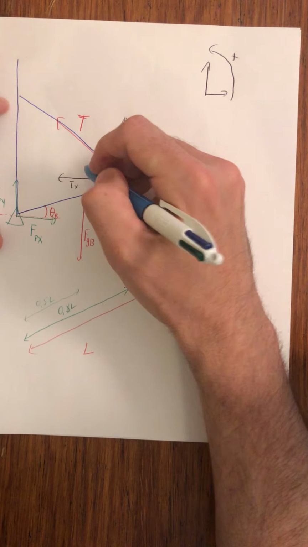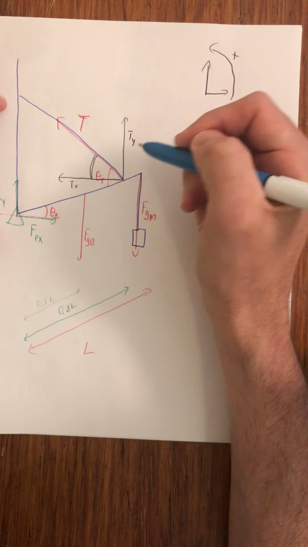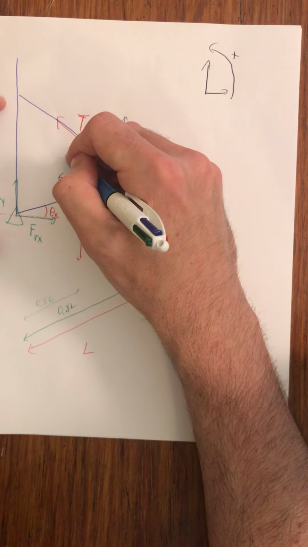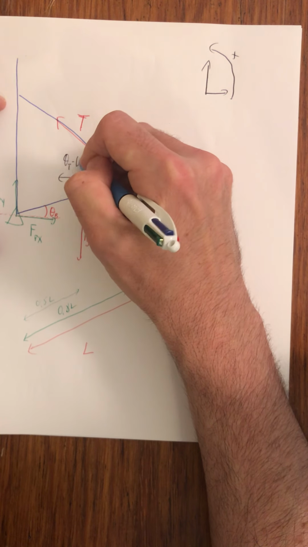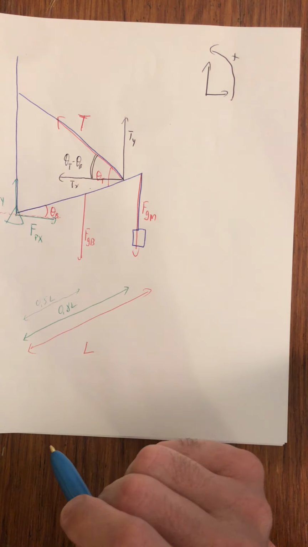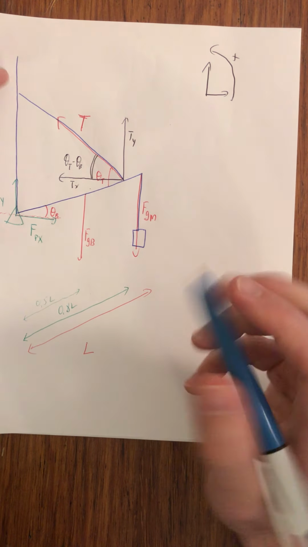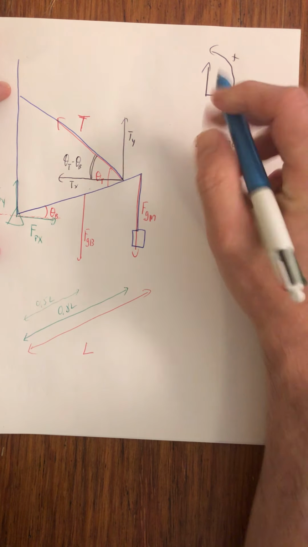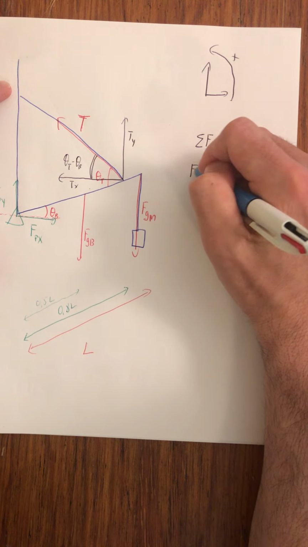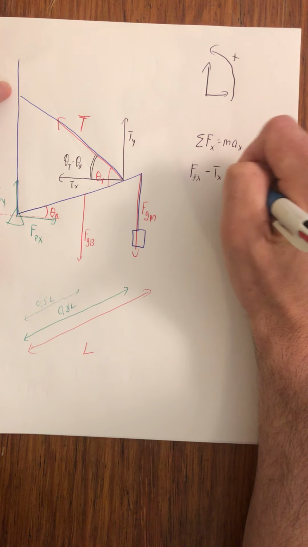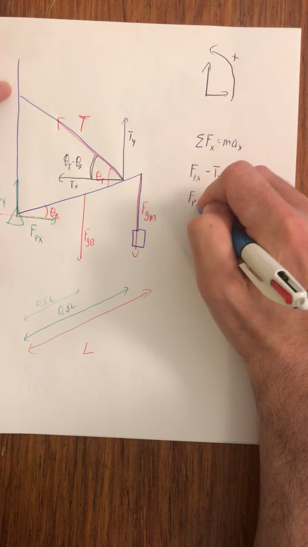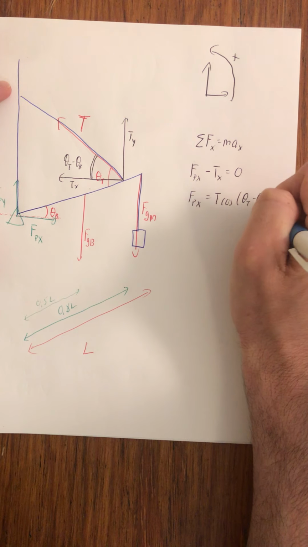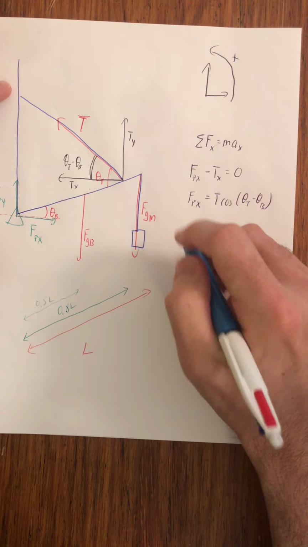Oh dear, what is this angle now? Well, if you look at the way this is, alternate interior angles are equal, so it looks like this is theta T minus theta B, and that's going to be a pain later, but there it is. So let's do the easy work. Sum of forces in the X is equal to MAX. We know that's going to go away, so that's just FPX minus TX equals 0, or FPX is equal to T cosine of theta T minus theta B. That's fine enough. I'll leave some space there in case I need that.